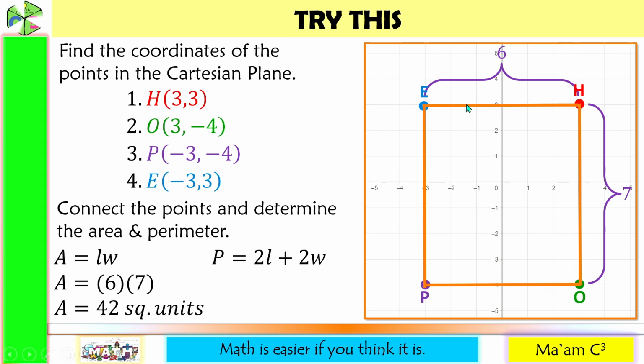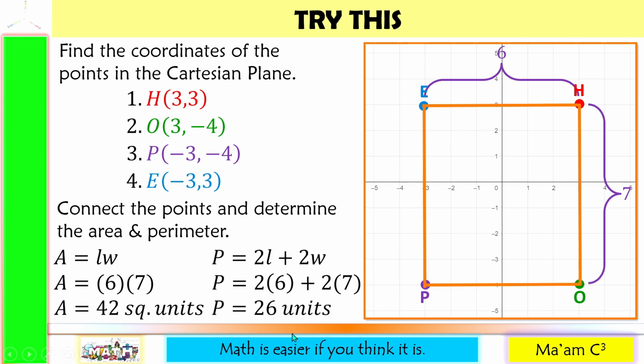So let us consider this to be our length, and that is 6. And let us consider this as our width, 7. So we have 2 times 6 plus 2 times 7. 2 times 6 is 12. 2 times 7 is 14. 12 plus 14 is 26. The perimeter is 26 units.